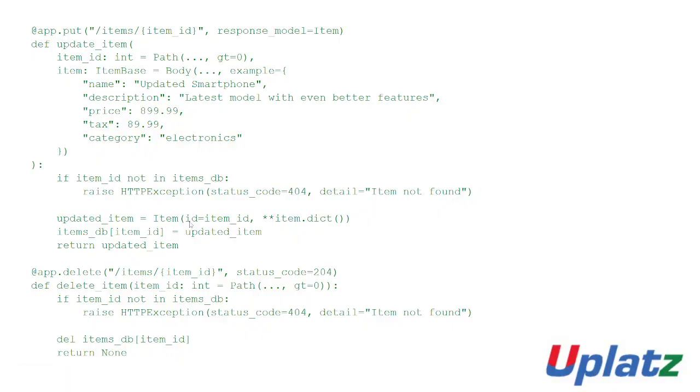Updated item is equal to item ID is equal to item ID and then item.dict. Yes, star star item.dict means we use that model_dump. Then items_DB[item_ID] is equal to updated item, return updated item. app.delete, within quotes slash item_ID within curly braces, status code 204, def delete_item, item_ID in path greater than 0. If item_ID not in items_DB raise item not found. Otherwise delete items_DB[item_ID], return none.